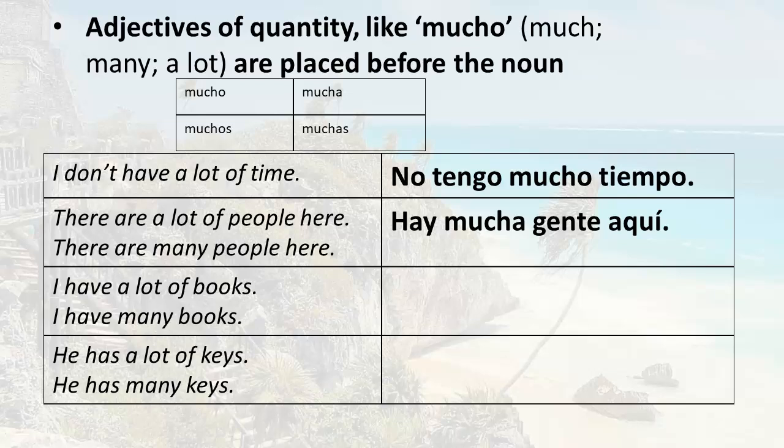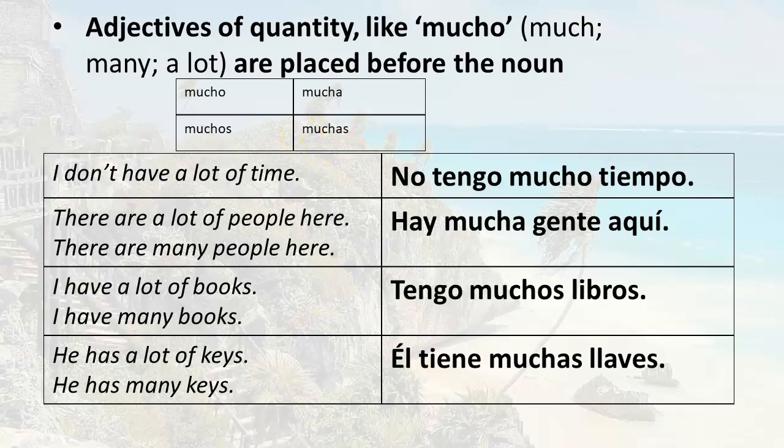I have a lot of books, or I have many books. In Spanish, tengo muchos libros. Again, los libros is masculine plural, so muchos, the masculine plural form. Tengo muchos libros. He has a lot of keys, or he has many keys. So the word for keys is las llaves. It's a feminine plural, so we're going to pick this form. Él tiene muchas llaves.